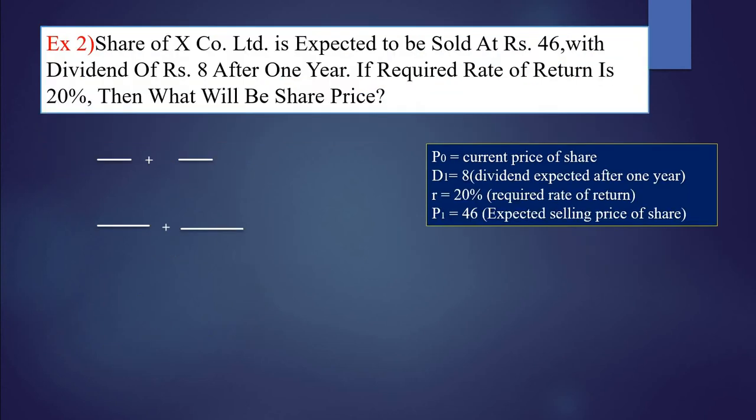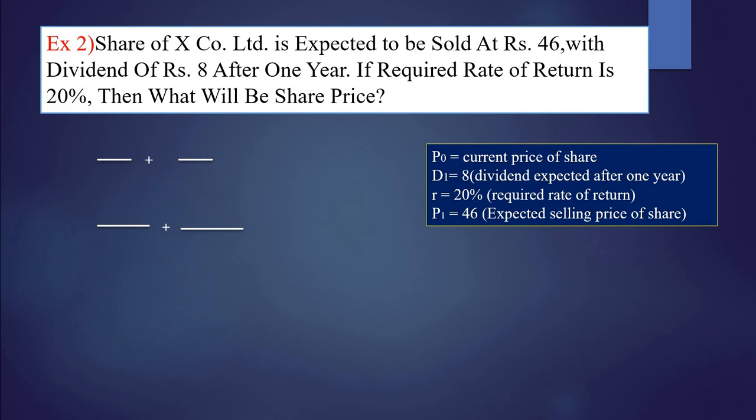Next, a similar type of problem, we'll try to solve. What does the problem say? Share of X Company Limited is expected to be sold at rupees 46, with a dividend of rupees 8 after 1 year. If the required rate of return is 20%, then what will be the share price? Here X company is expected to sell the share at rupees 46. So the selling price is our P1, so P1 is equal to 46.